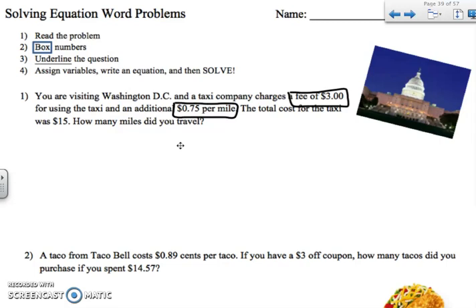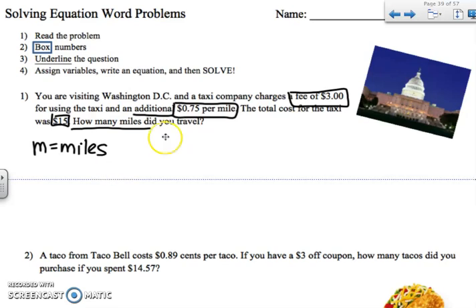0.75 per mile. Additional means you're going to add that onto it. Total cost for the taxi was $15. And then underline the question, how many miles did you travel? So I need to assign a variable that answers how many miles. So I'm going to use M to represent miles.